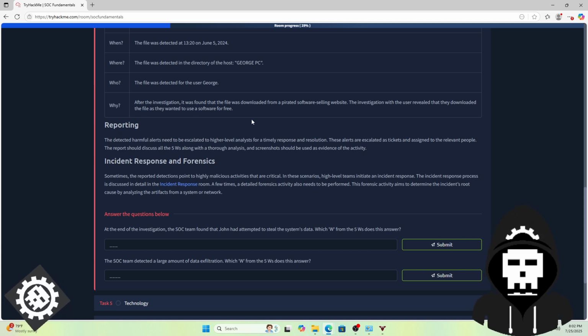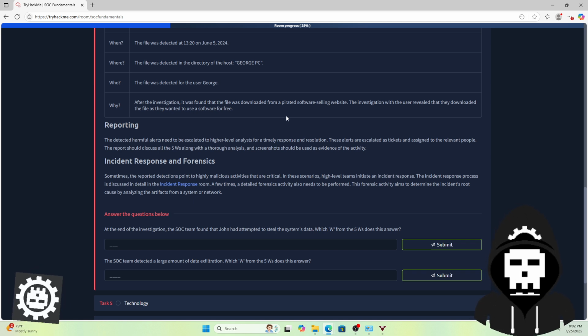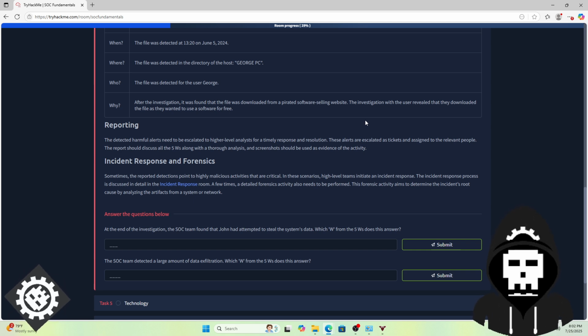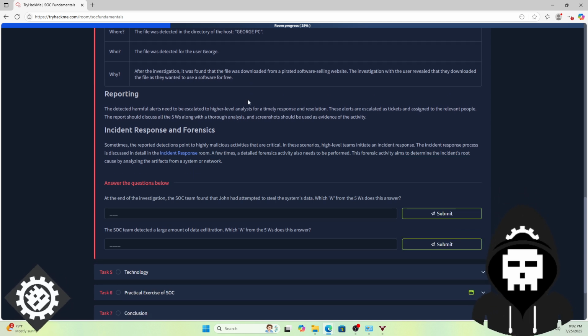Why? After the investigation, it was found that the file was downloaded from a pirated software selling website. The investigation with the user revealed that they downloaded the file as they wanted to use the software for free. Well, that's just silly, but I also agree with pirating some of the time.